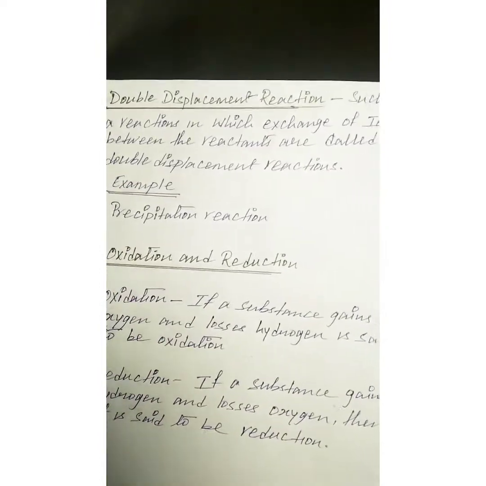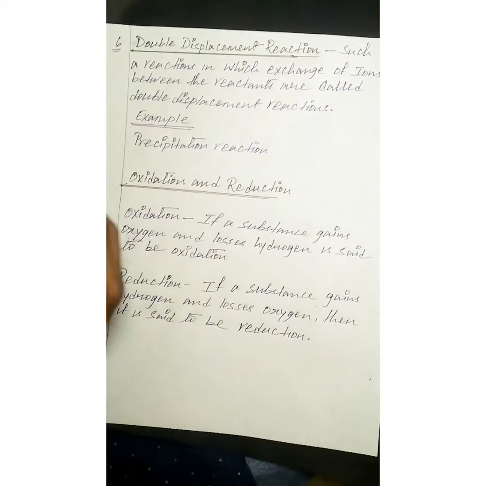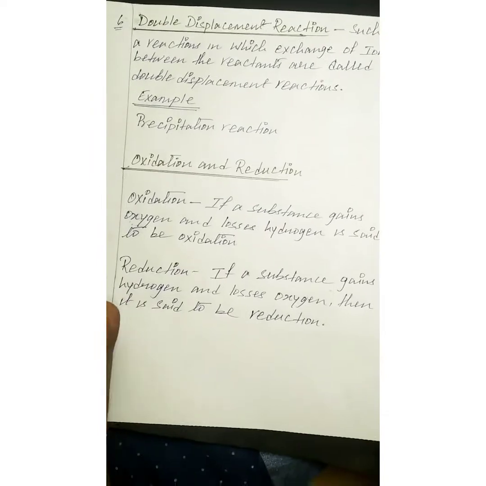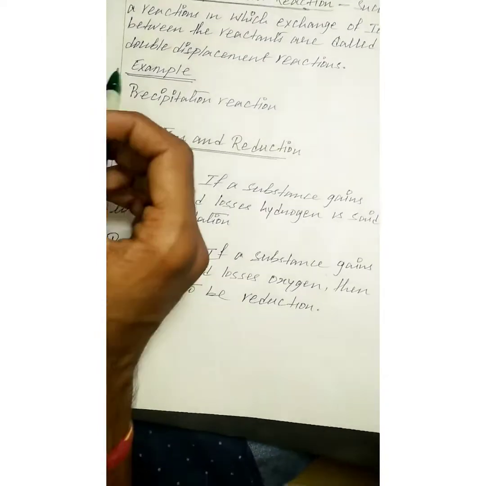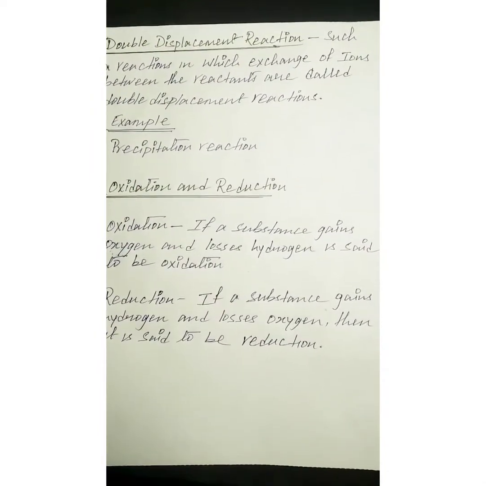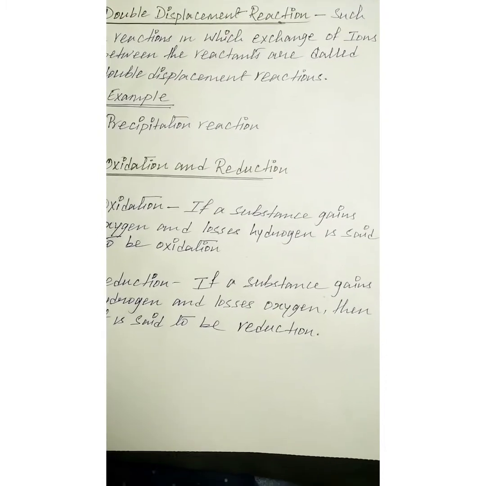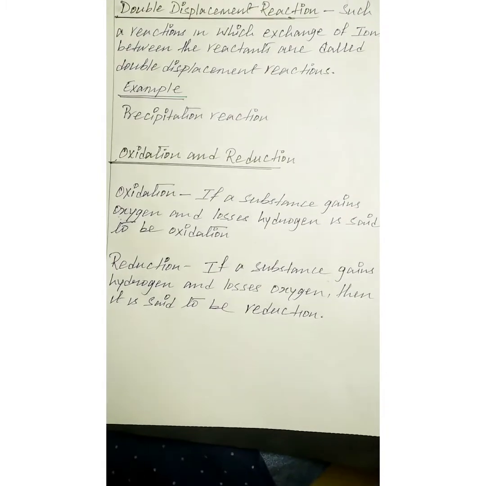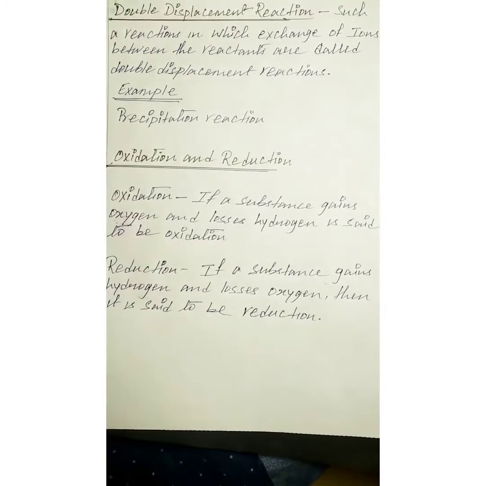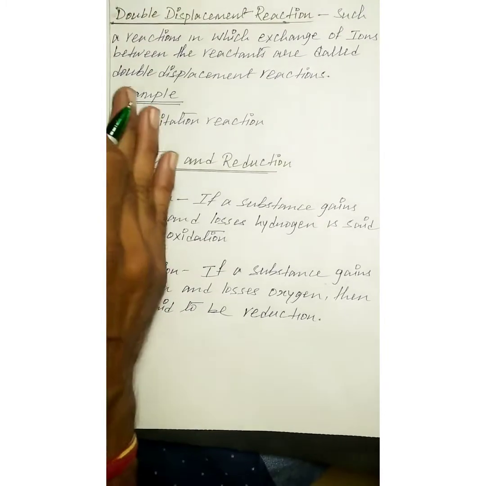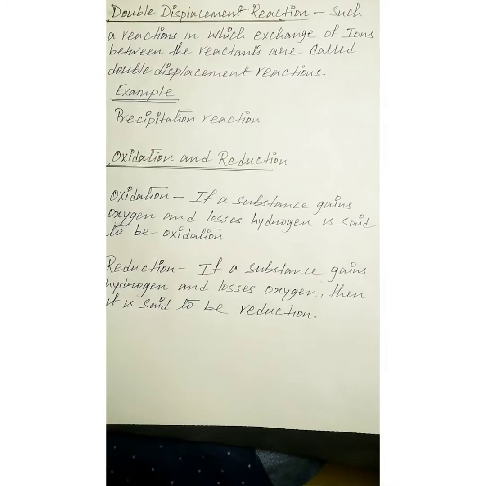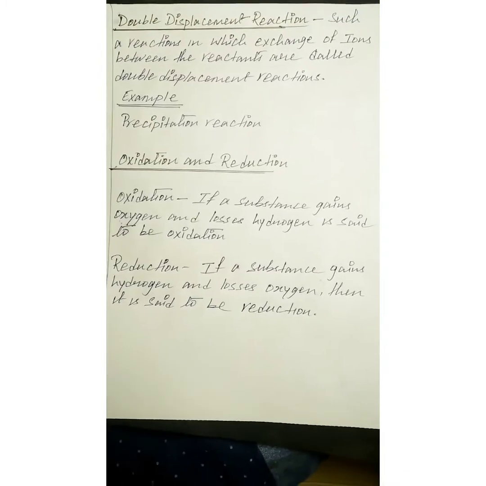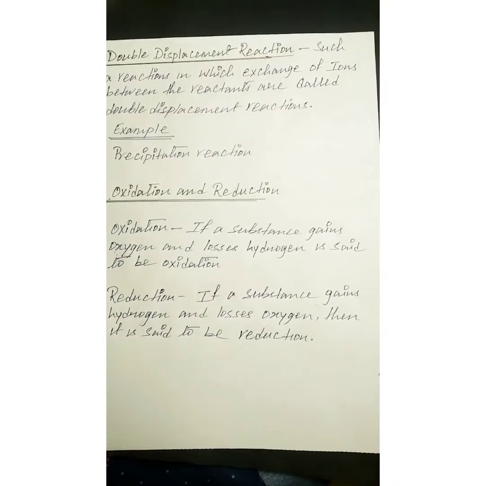A double displacement reaction is a reaction in which there is an exchange of ions between reactants. An example we can take is the precipitation reaction.